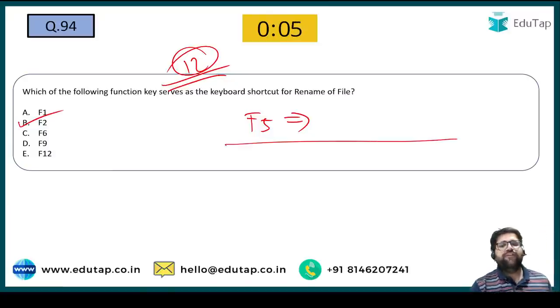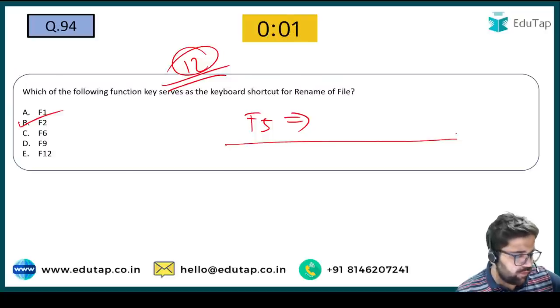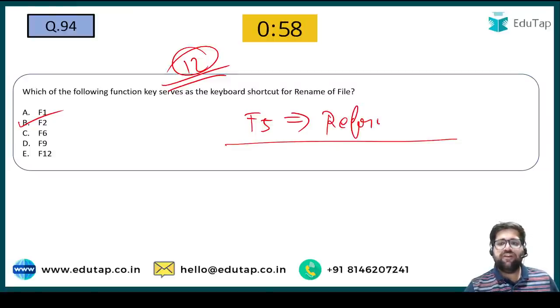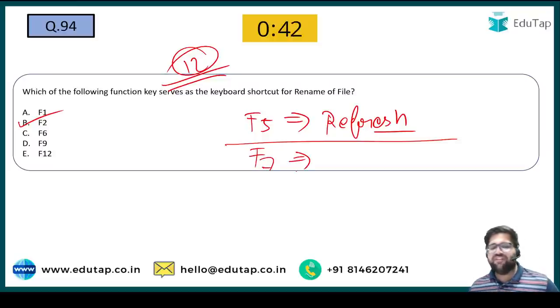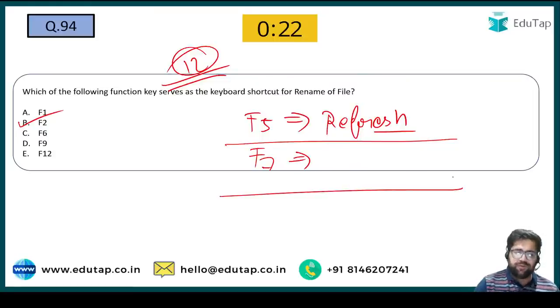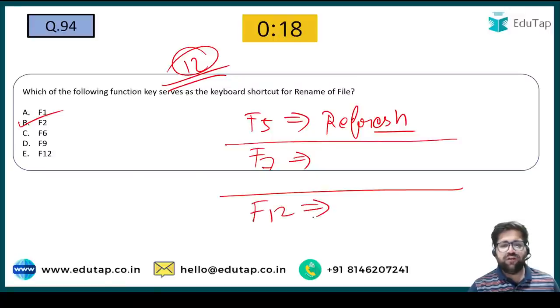Come on, I need answers for the F5 function. F5 is used for refresh. Good, Mega. If I have to refresh a particular thing on my system, then I will use F5. Can someone also let me know what is the function of F7? F7 is also very important. What is the function of F7? And after that, we will move to one of the most important function keys, F12. Yes, F7 is used for spell check. Very good.